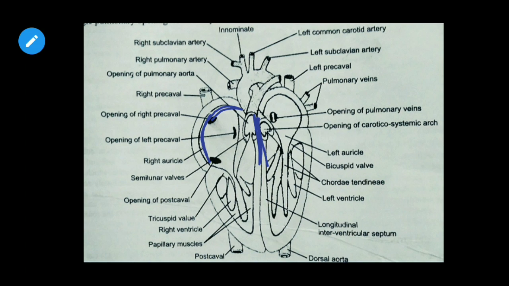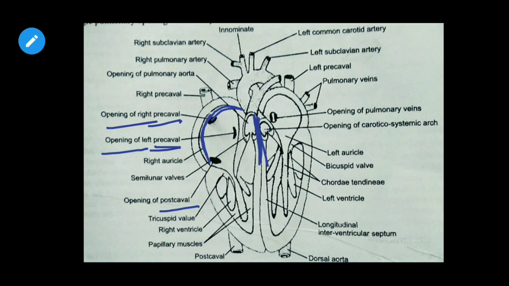The caval veins, precaval and postcaval veins, collect blood from different parts of the body and open into the right auricle by three separate openings, the right and left precaval veins and the postcaval vein. At the opening, a membranous valve is present, that is called sino-auricular valve.